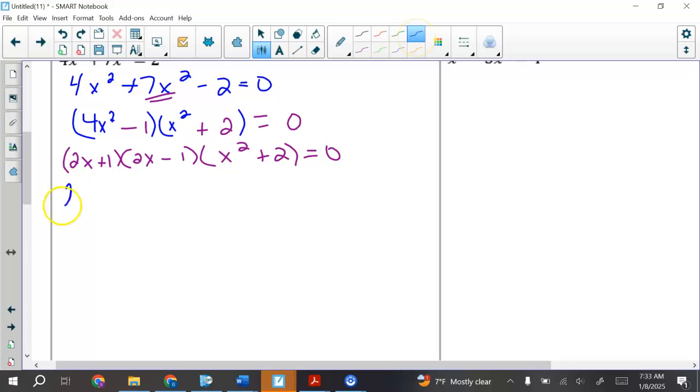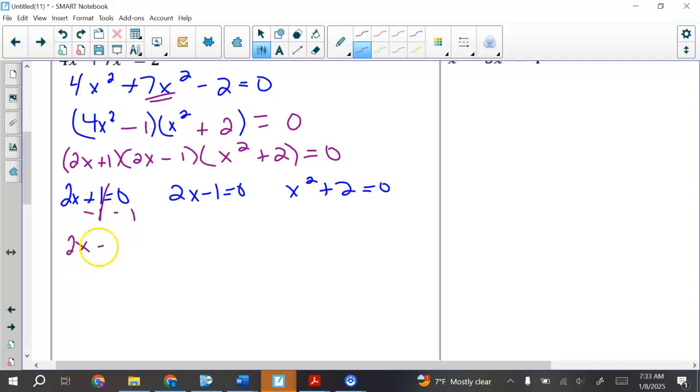Now I'm going to set each of my factors equal to 0 and solve. All right, so this one, we're going to subtract that 1 and then divide by 2. So x equals negative 1/2. This one, I'm going to add the 1 and then divide by 2. X equals positive 1/2. And then the last one, we're going to subtract that 2.